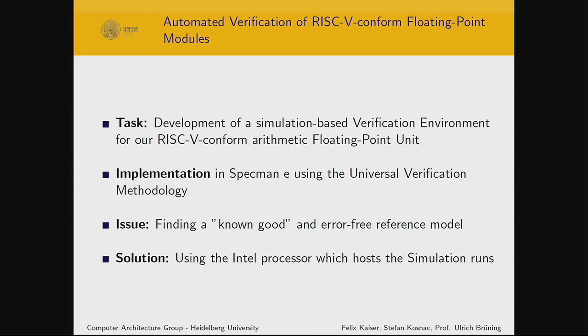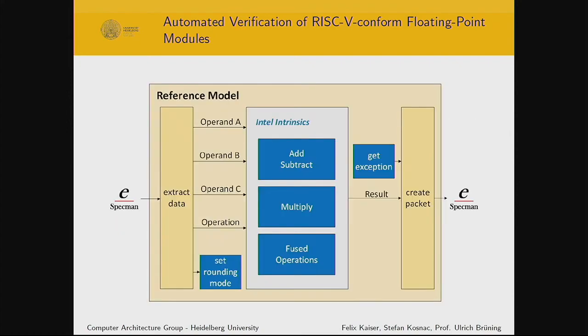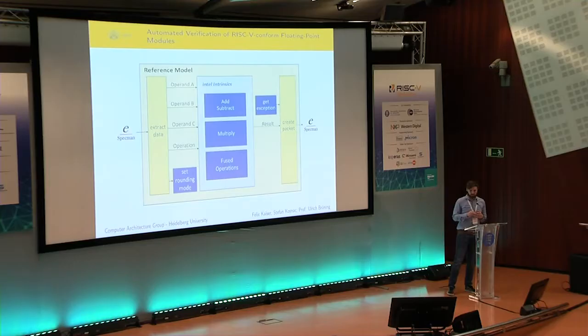Therefore, we needed a known good and error-free reference model. We decided to take the Intel processor and extract the floating point instructions it performs. Our developed reference model looked like this. We could interface the E language with C over the foreign function interface. And in the C code, we needed to use the Intel intrinsics to make sure that the actual operations we wanted are used and that the compiler won't optimize them out.